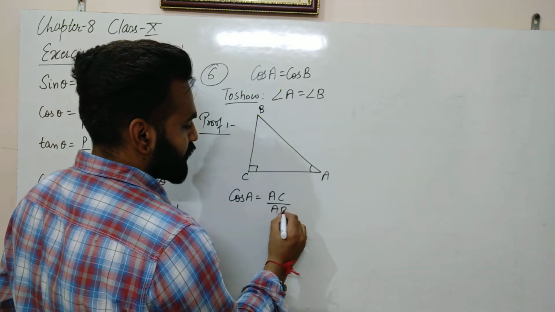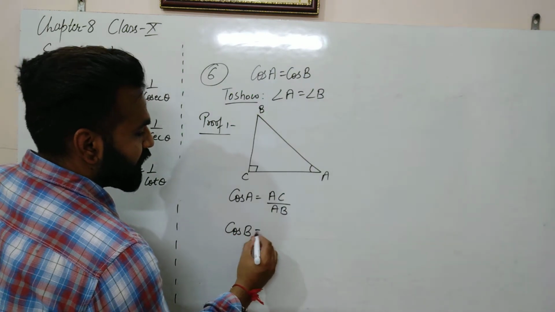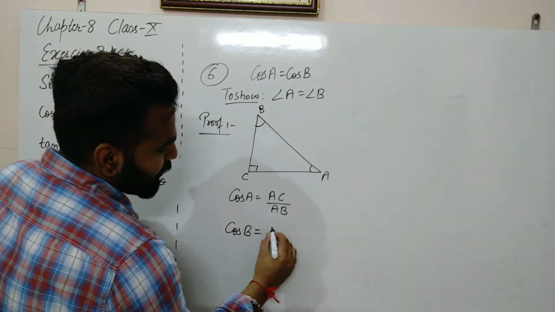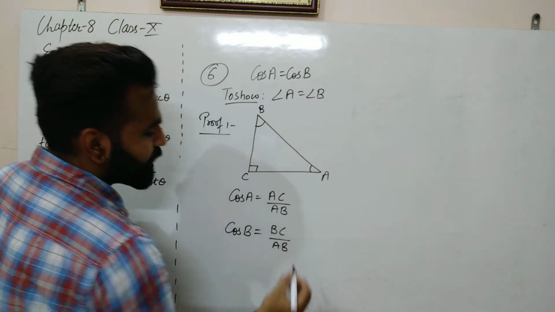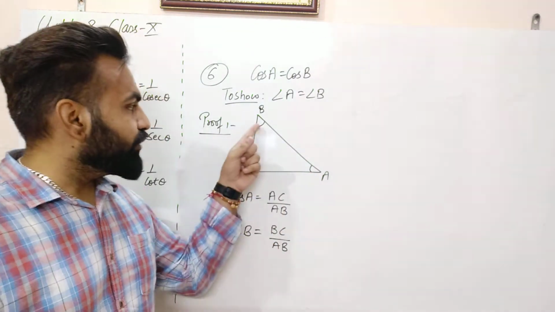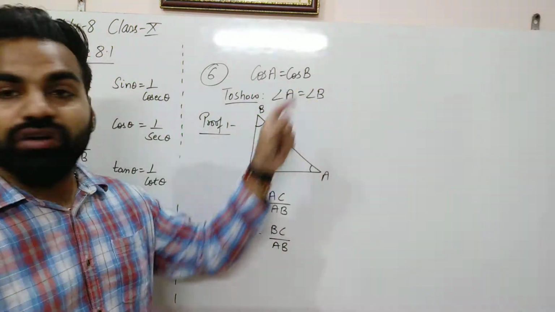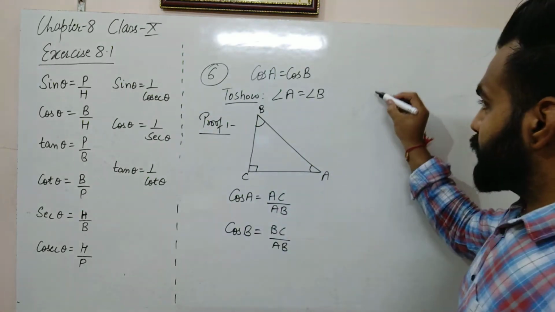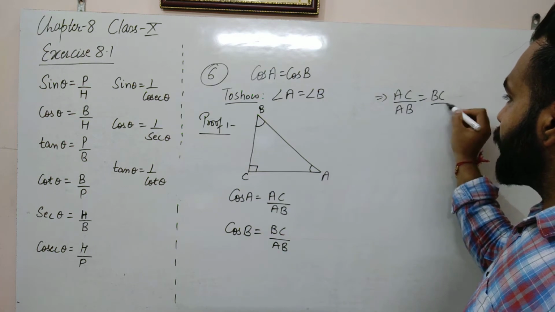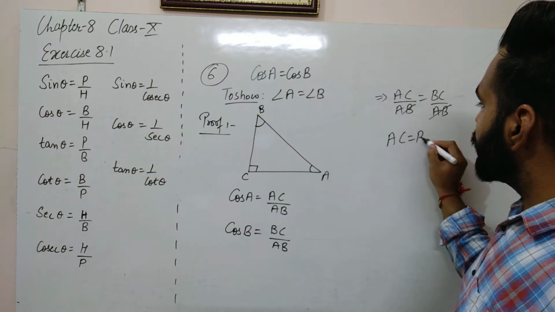AB. B by H. Now cos B, when we are talking about angle B, this will be our base, so BC upon AB is the value of cos B. Cos is B by H. For angle A the base is AC, for angle B the base is BC. So these are the values. Now it is given that cos A equals cos B. So from here we can write AC upon AB is equal to BC upon AB. So from here AC will be equal to BC.